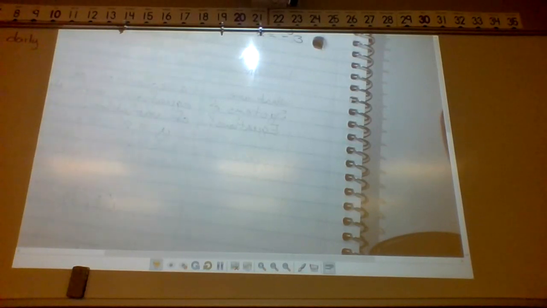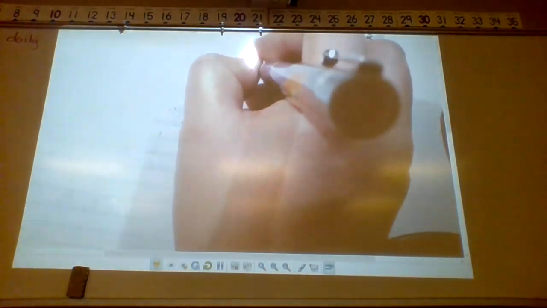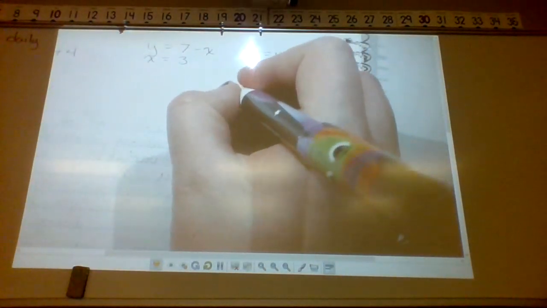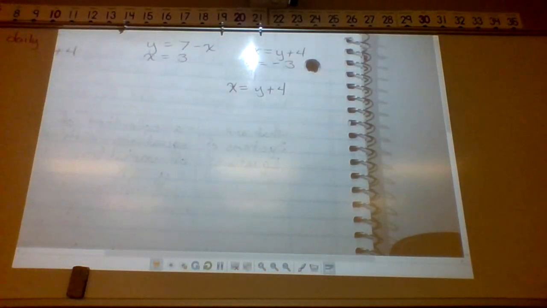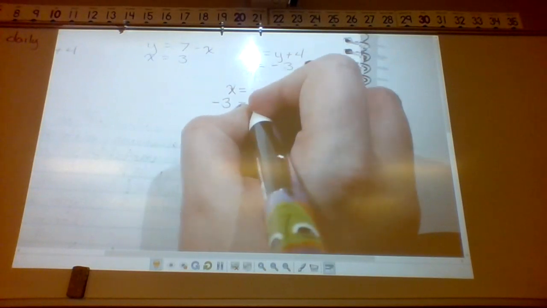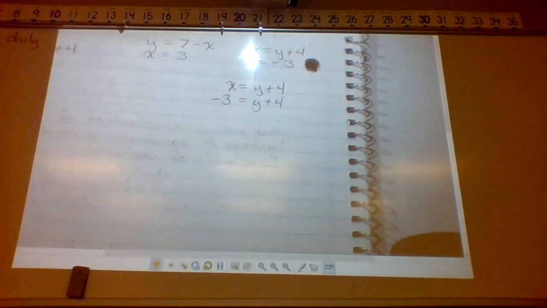Set it up. We have x equals y plus 4. Which variable changes? X. Why does the x change? Because x equals something. You know what x equals. So x changes because you are substituting in negative 3 equals y plus 4. Everyone's doing this part great, but the next step you're messing up.